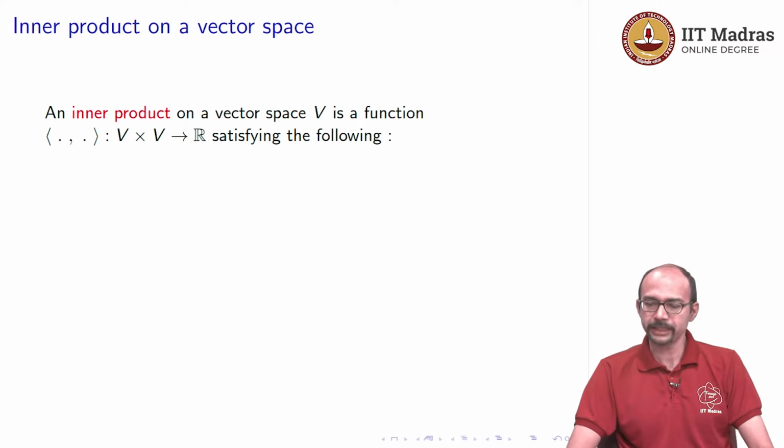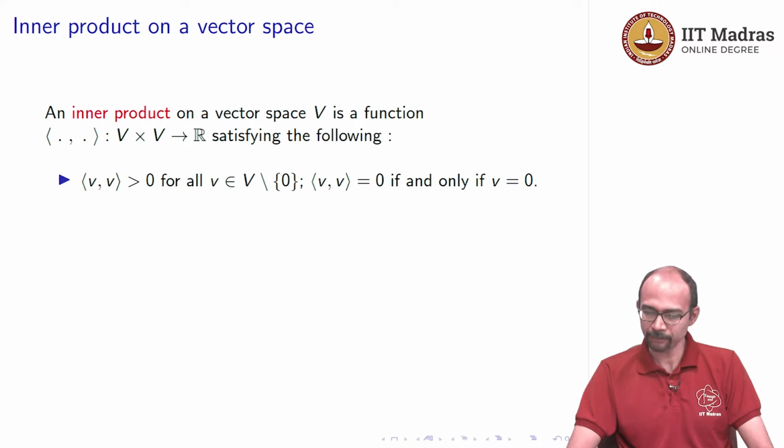So, let us start by defining what an inner product is. An inner product on a vector space V is a function which takes two vectors as input. That is why the dot comma dot: in place of the dots you will have vectors. So, it is a function from V cross V to R. It produces a real number for each pair of vectors, and it satisfies the following.